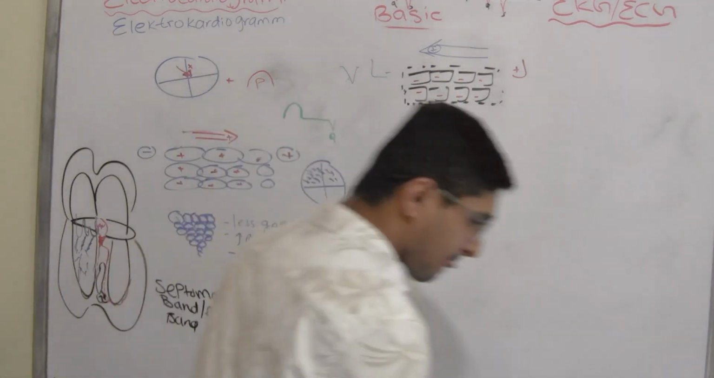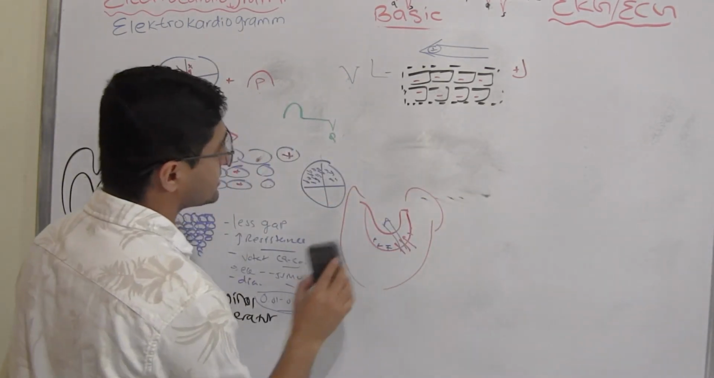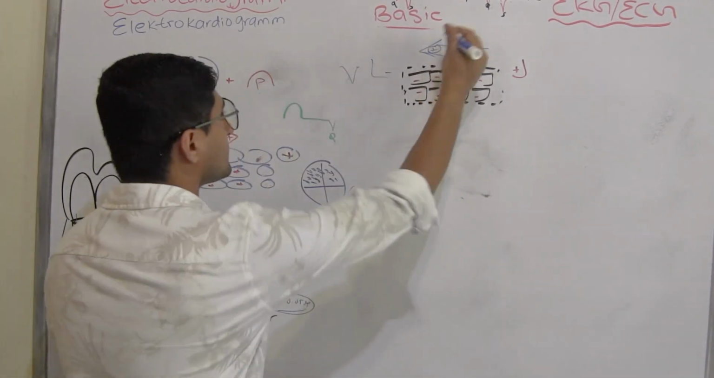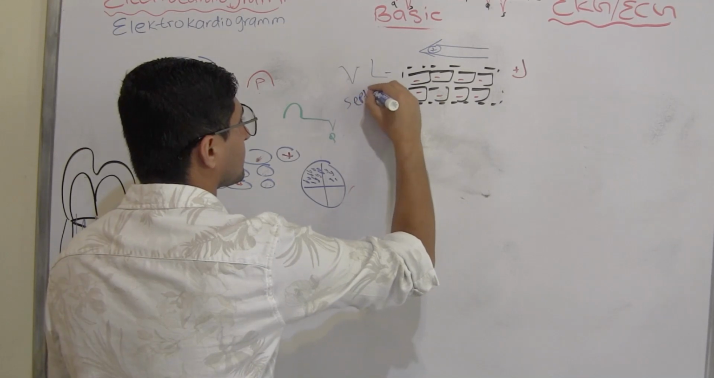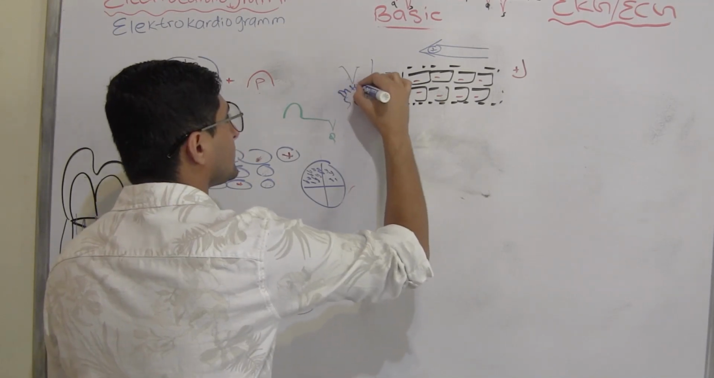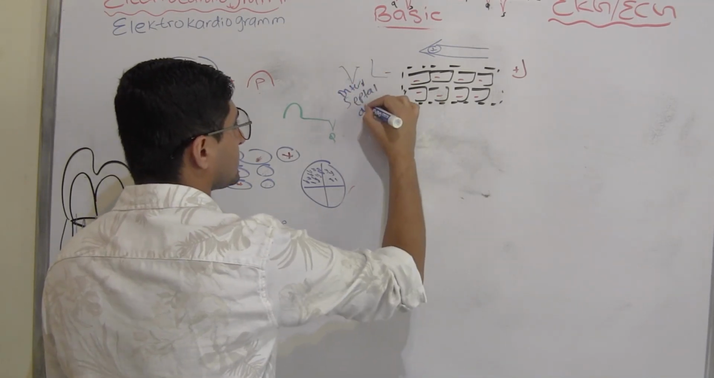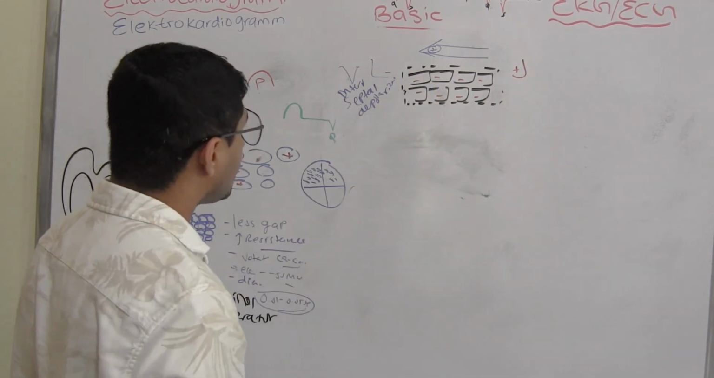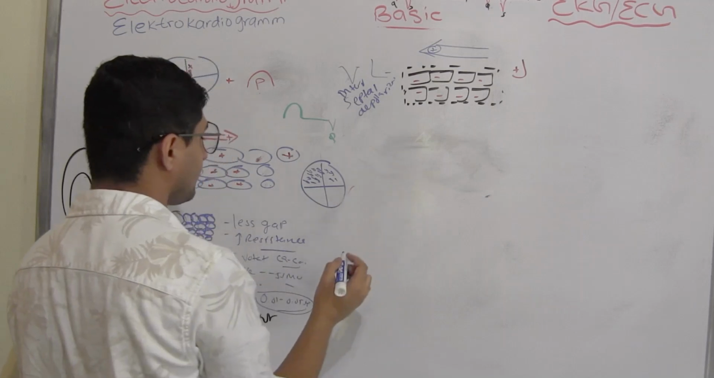Okay, now let me erase this. You got this part, right? This represents septal. Okay, let me actually write it down for you. This is called septal depolarization, or interventricular septal depolarizations. Right? Now, the other thing I'm going to talk about is, what's the other event happening?